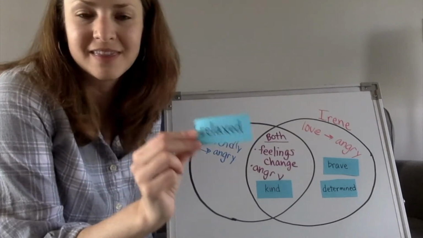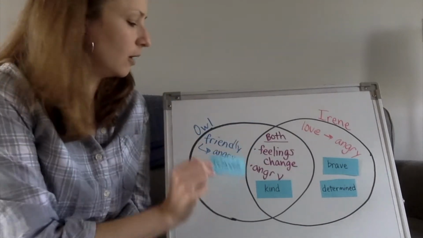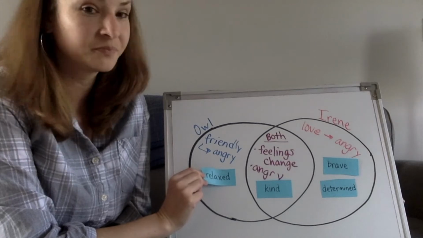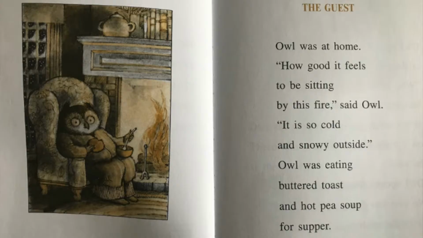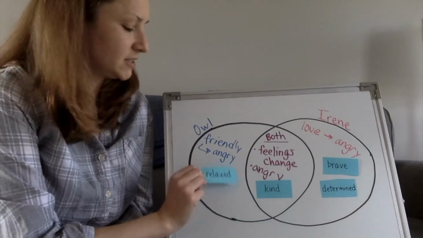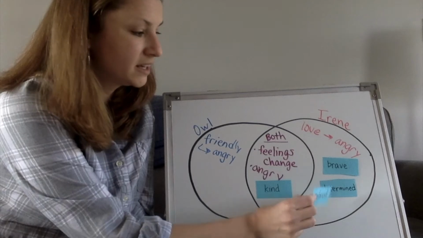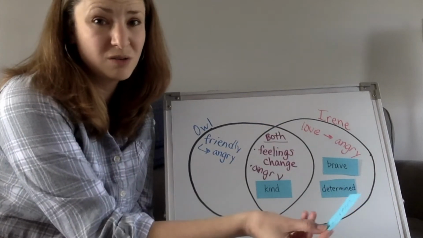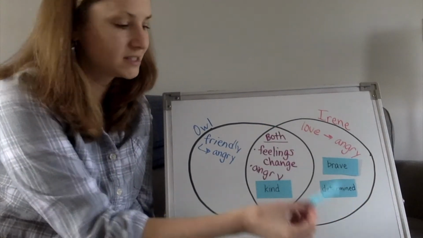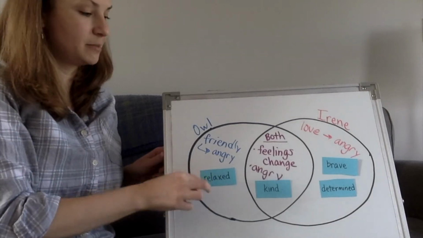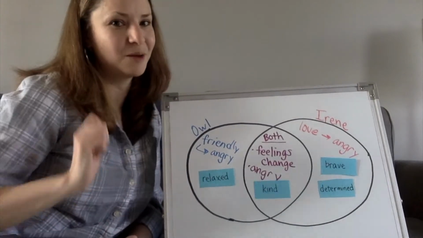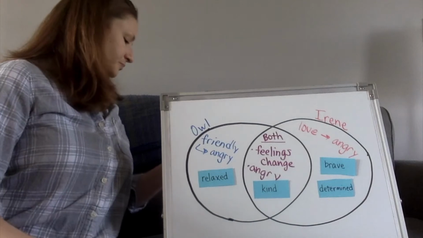What about relaxed? You have to think about this one. Was Owl relaxed in the story? You might not remember, but in the beginning, he sat down and he was really cozy, getting ready to eat his soup. So he was feeling pretty relaxed. Irene was pretty busy and doing a lot to help her mom, and then she was in the snow. So I don't think she was ever feeling really relaxed. So relaxed would go to describe Owl. A couple more to finish off.